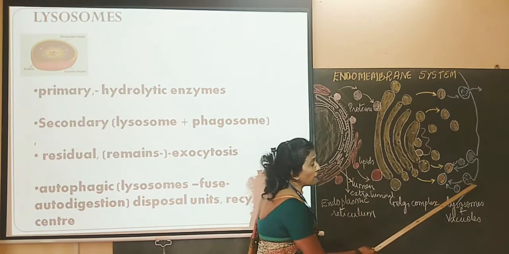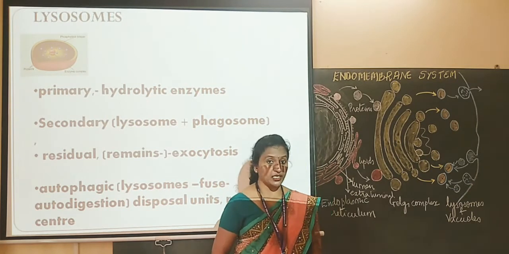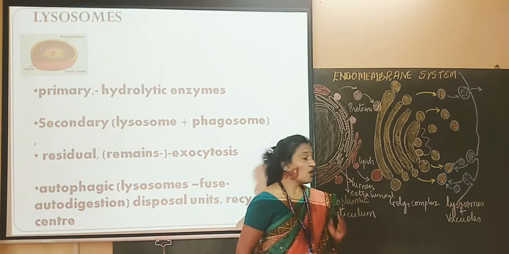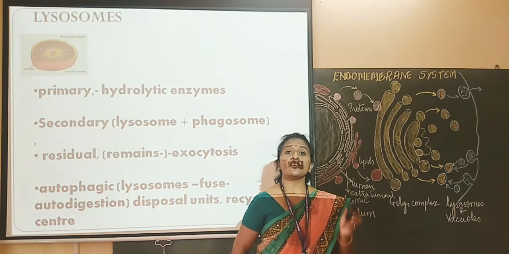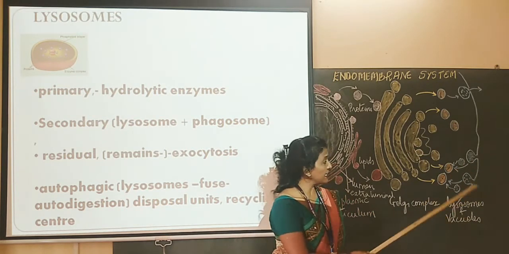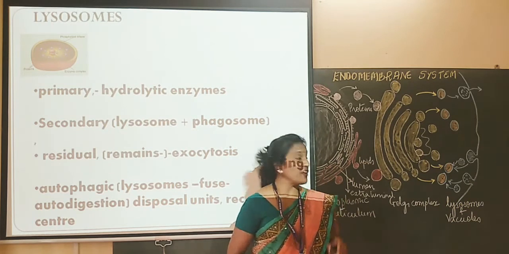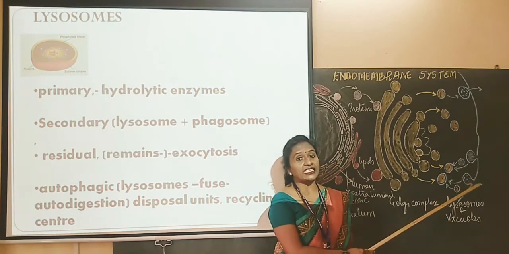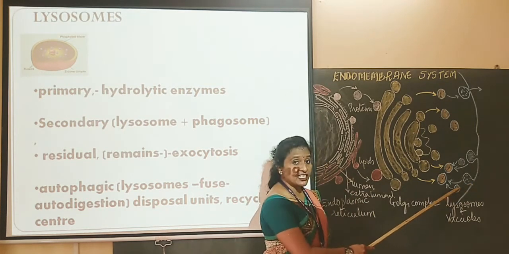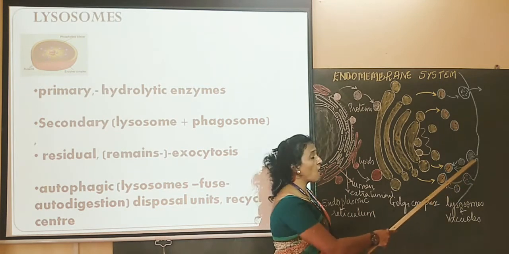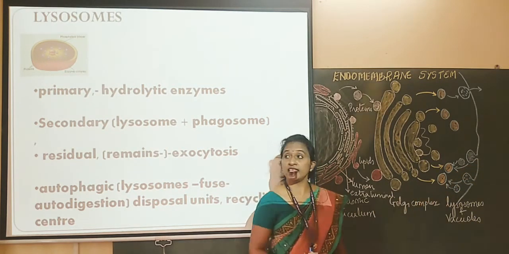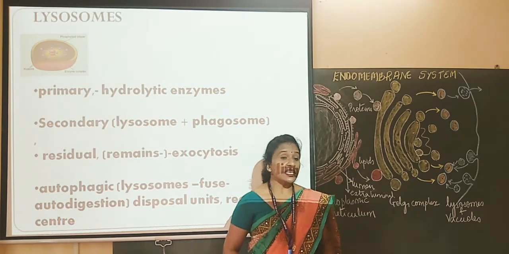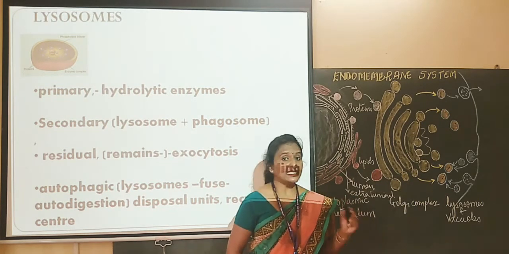Secondary lysosomes are those which combine the primary lysosome and the phagosomes. The phagosomes are formed by the plasma membrane. Whatever comes inside the cell, it may be water or any foreign bodies or any food material, the plasma membrane will form a vesicle-like structure and take that food material or water content inside the cell. So these vesicles filled with the foreign bodies or the water will combine with the lysosome. So these lysosomes will digest the foreign bodies that have entered inside.